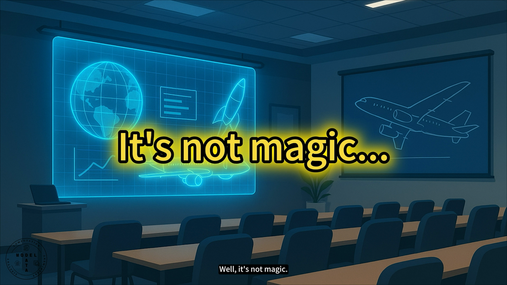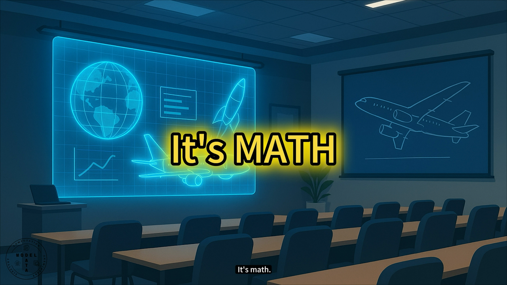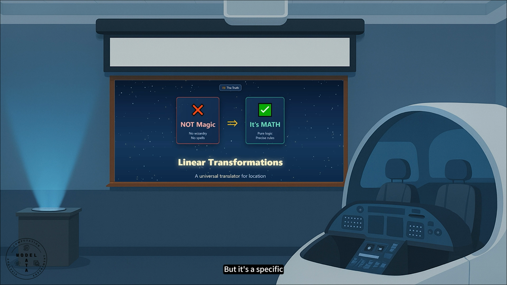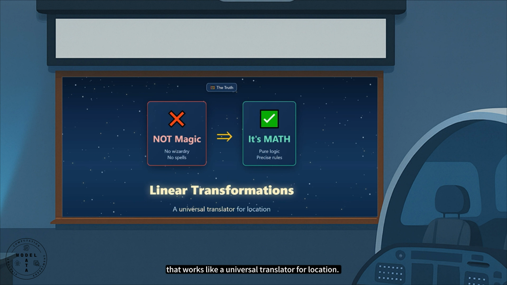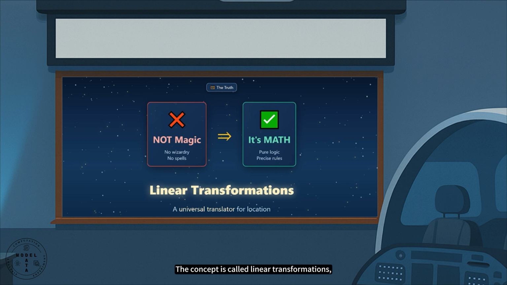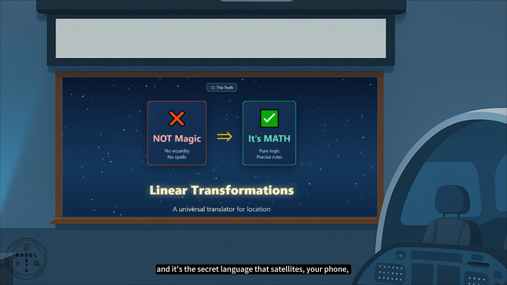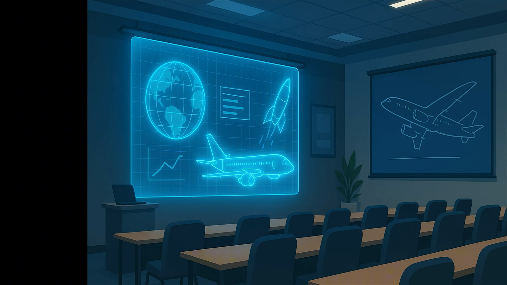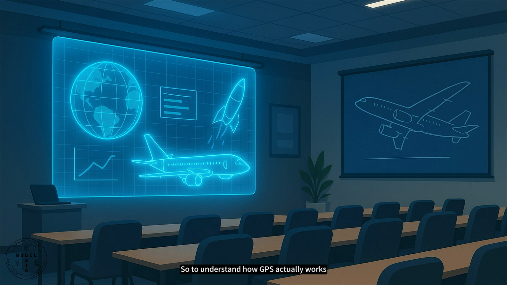Well, it's not magic. It's math. But it's a specific, really powerful kind of math that works like a universal translator for location. The concept is called linear transformations, and it's the secret language that satellites, your phone, and the ground all use to talk to each other. So to understand how GPS actually works, we need to start with the fundamentals, right?